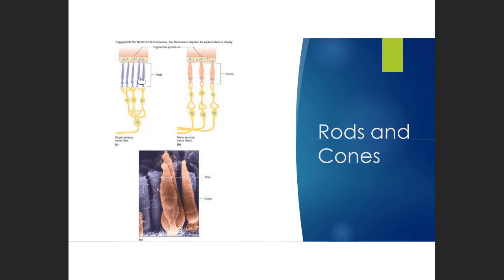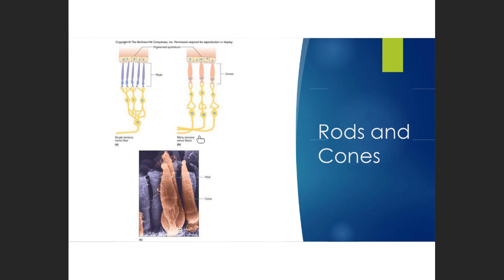Here are rods. Here are cones. Light-sensitive photoreceptors. These are your pigmented epithelium. Here are the ganglion cells, and maybe your amacrine cells could be found in here. But ganglion cells then focus the image onto nerve fibers. Notice though, the artist drew about 5 rods here, and they all combine to form one nerve fiber. Whereas the cones, there's 3 cones, and each of them has its own nerve fiber.